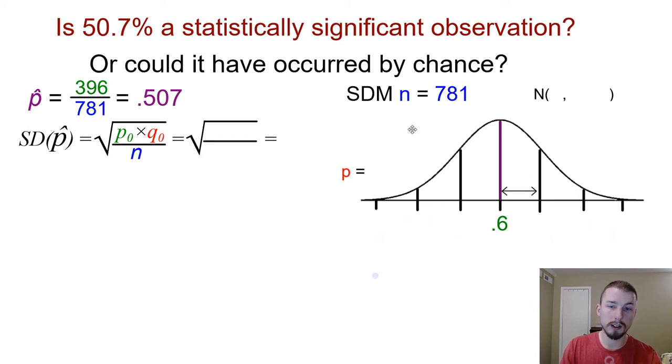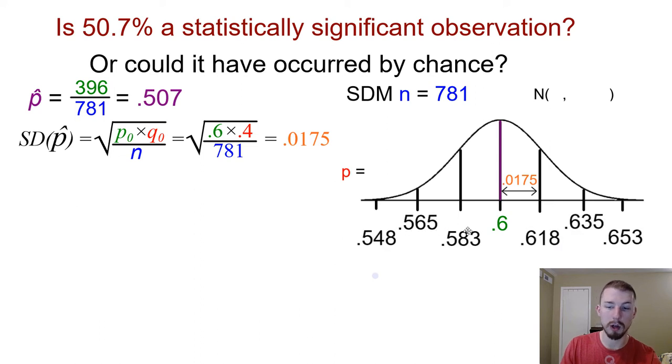So we need to look at the sampling distribution model centered at the null hypothesis, or the hypothesized proportion of 60%, given a sample size of 781. The standard deviation of all the samples is going to be given by the square root of P naught times Q naught divided by N. So our P naught and Q naught is going to be the hypothesized proportion, which is 60% and 40%, and then the N is our sample size of 781. When we put that in the calculator, we get a standard deviation of 0.0175. So then we can fill in the rest of our sampling distribution model by adding and subtracting that to both sides. We really only need to subtract it because we're only interested in the lower side, the lower tail.